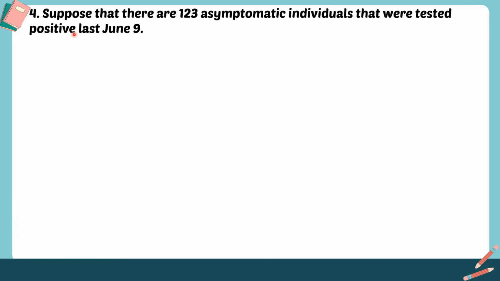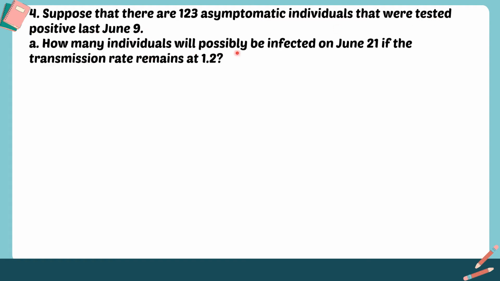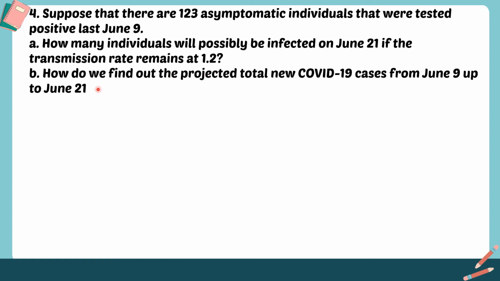Proceed tayo sa fourth problem. Suppose that there are 123 asymptomatic individuals that were tested positive last June 9. How many individuals will possibly be infected on June 21 if the transmission rate remains at 1.2? And how do we find out the projected total new COVID-19 cases from June 9 up to June 21?